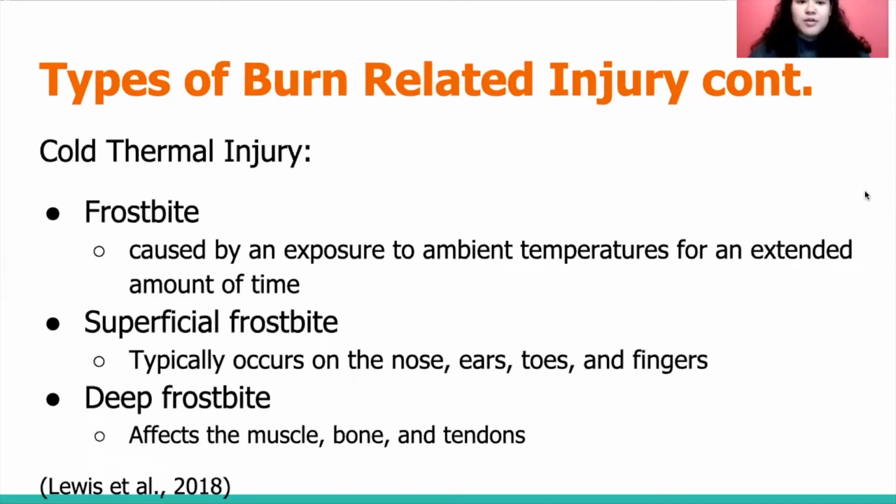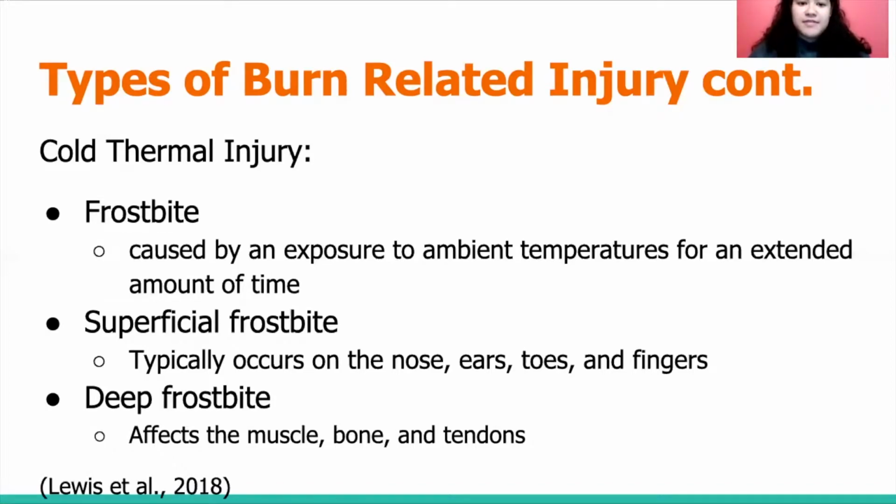So cold thermal injury, we have frostbite. This is caused from an exposure to an ambient temperature for an extended amount of time. We also need to consider the condition of the person's clothing, if they were wearing wet or dry clothing, and if they've had any contact with metal surfaces. There's formation of crystals in the tissue cells, which ends up destroying the cell membranes, and it results in edema. This also makes the skin feel very crunchy.